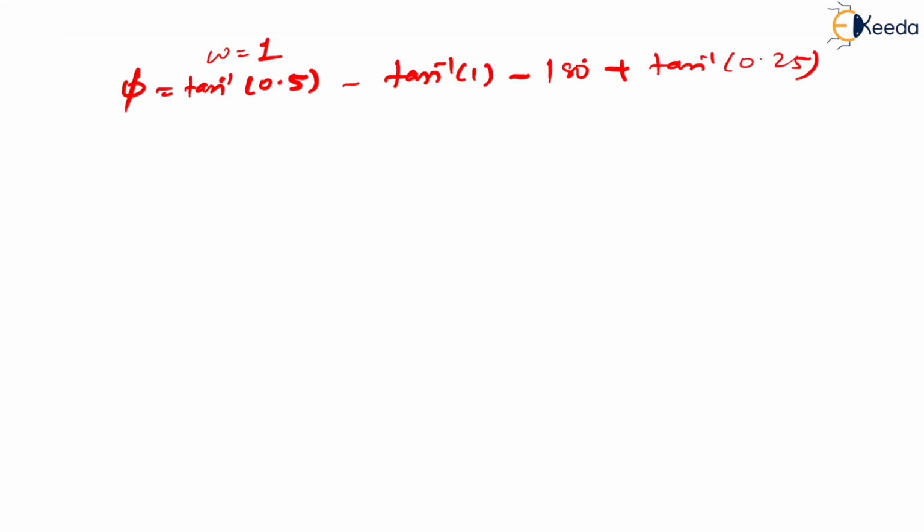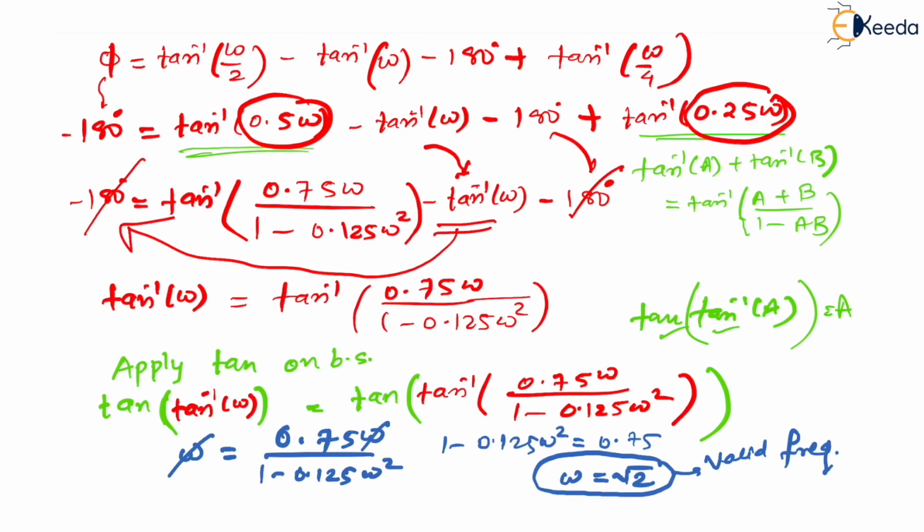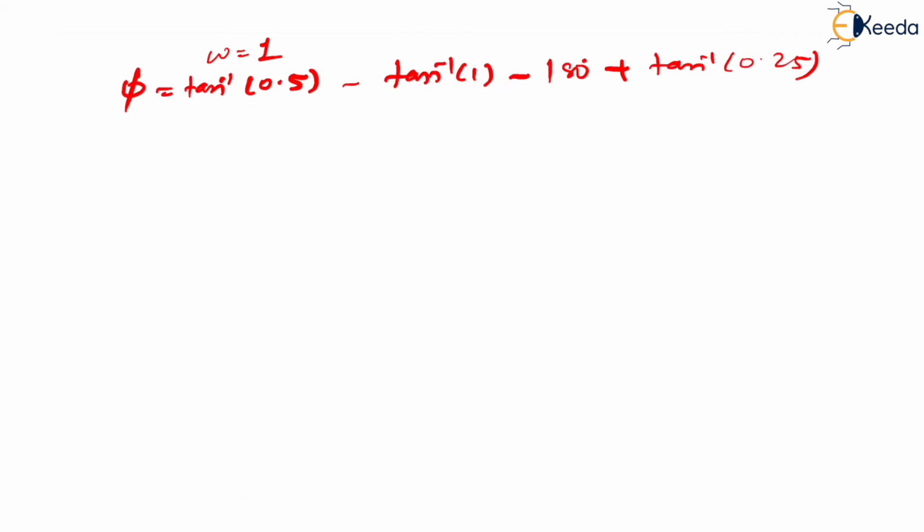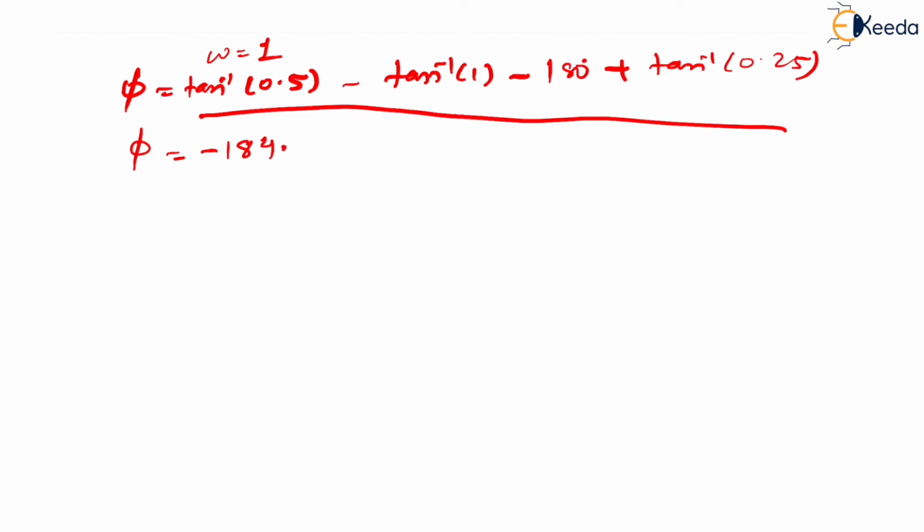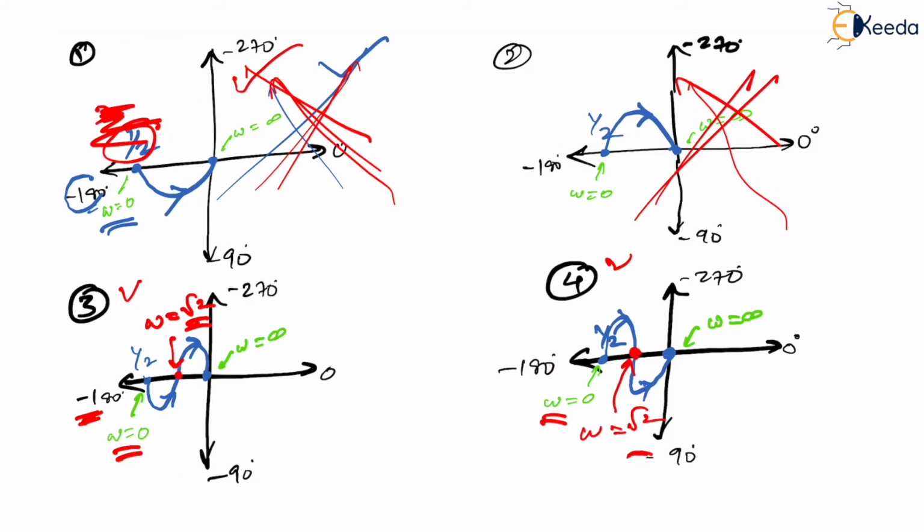If I just place omega equal to 1 in this one, which I have put here, right? If you place this in a calculator, you get phi to be equal to minus 184.39 degrees, which is possible. Now let us see what minus 184.39 degrees means.